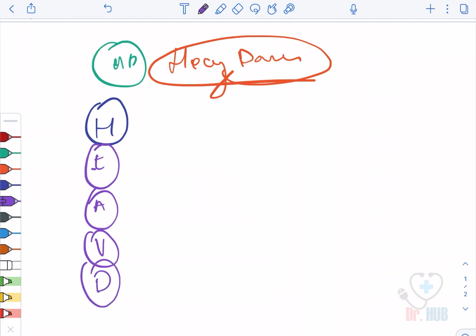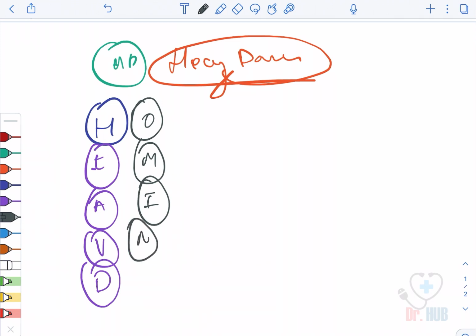Then comes D, for dystrophia myotonica. Then comes O, for osteogenesis imperfecta and otosclerosis. M is for Marfan's syndrome and multiple endocrine neoplasia. I is for acute intermittent porphyria. N is for neurofibromatosis 1 and 2.